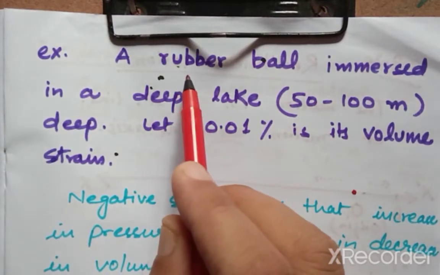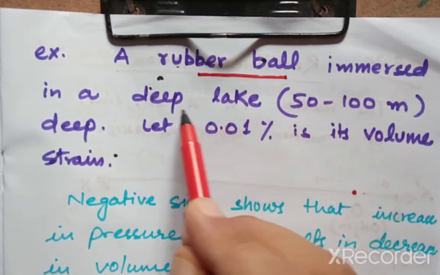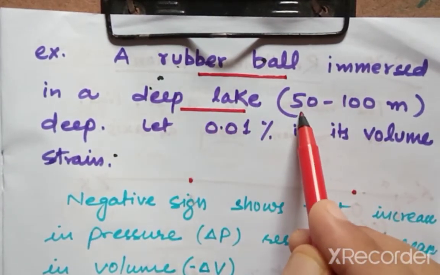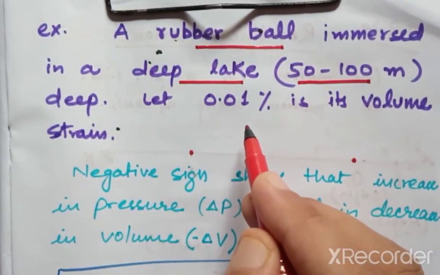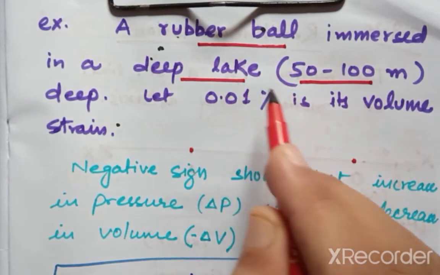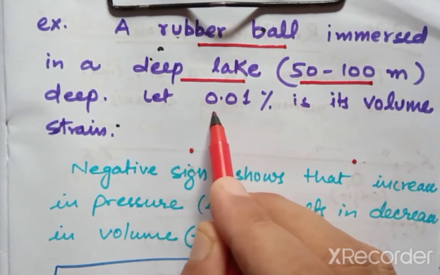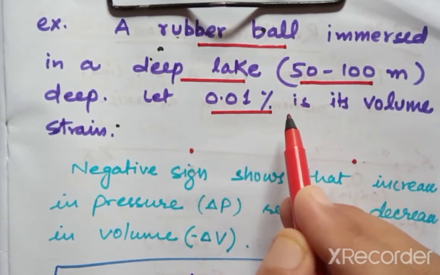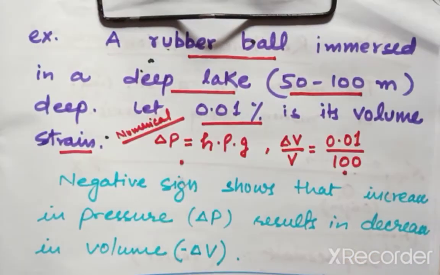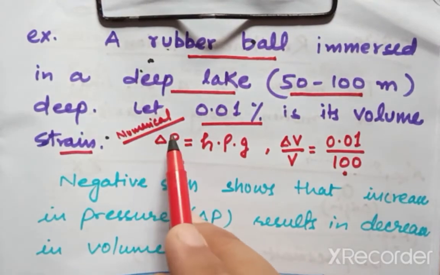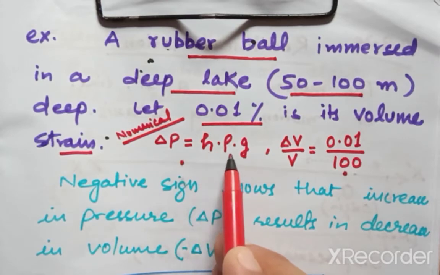Now suppose a rubber ball is immersed in a deep lake and the depth is 50 to 100 meters. So at a certain depth of the lake there will be a pressure H rho g, and let there be a 0.01% volume strain. For numerical purposes we will use this formula for delta P, H rho g.